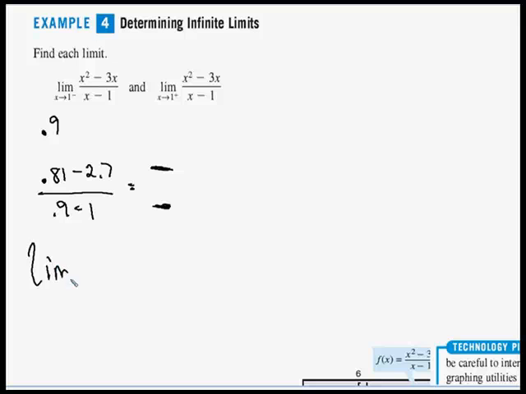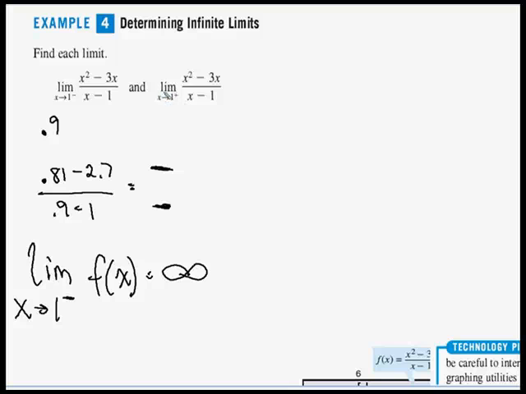The limit of this function as x approaches 1 from the left side, and I'm not going to rewrite the whole function, I'll just write f of x. The limit as we approach 1 from the left of f of x is negative divided by negative, which tells us we're heading off to positive infinity. Let's check out the other side and see what's going on.